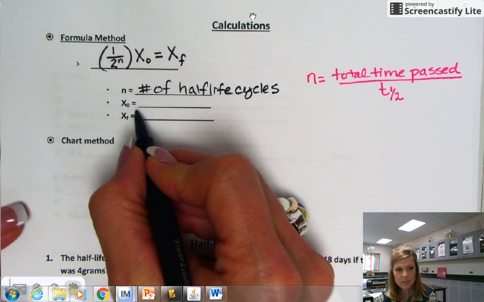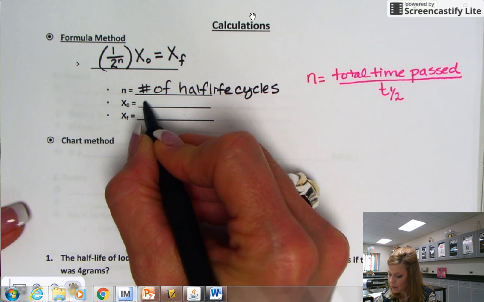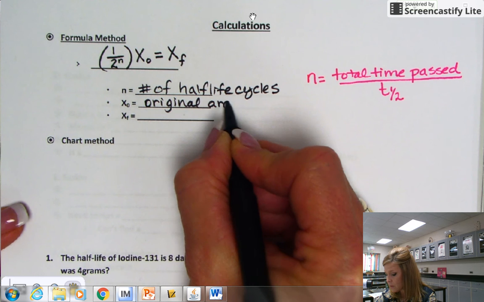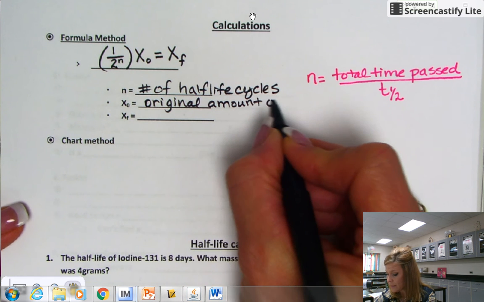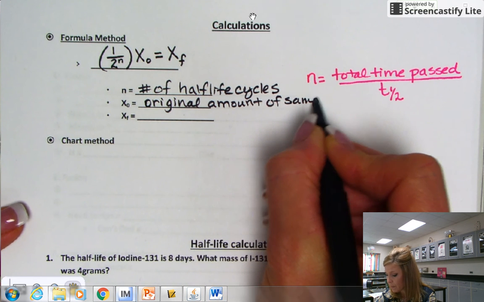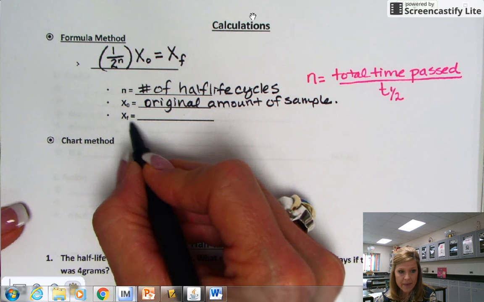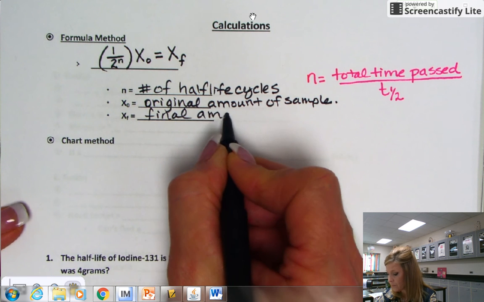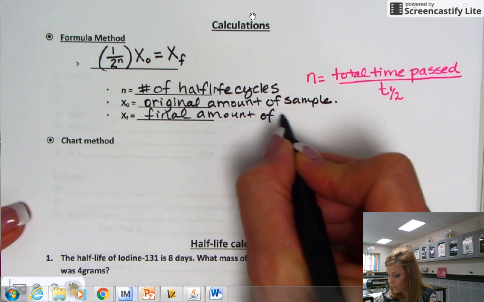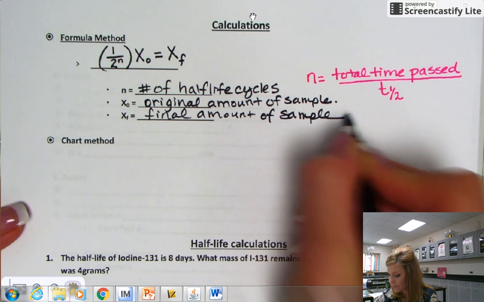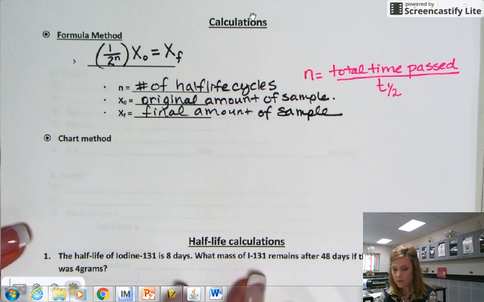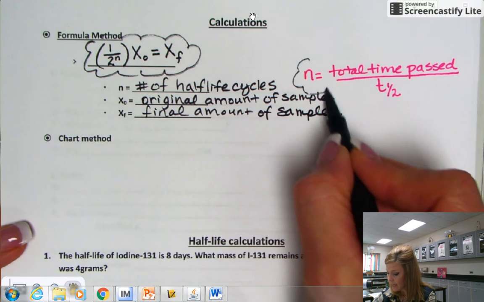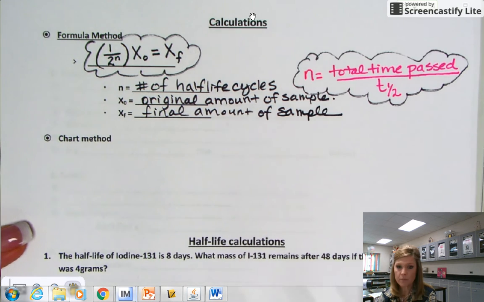Now, x sub 0 represents the original amount of the sample. And x sub f, the f stands for final. It represents your final amount of the sample. All right, so that's the formula method. And again, the formula is here. And this will be a handy formula to remember as well. We'll be using both of these.